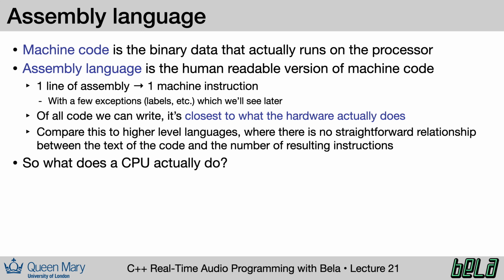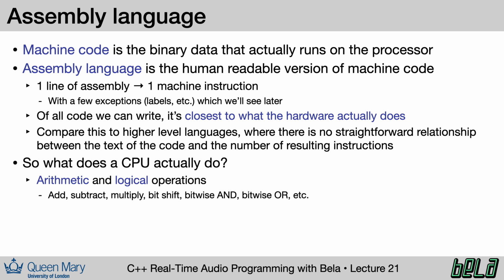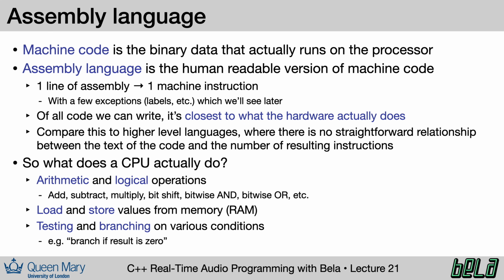So at this point, it's worth asking, what does our processor actually do? It does several things. A processor will perform arithmetic and logical operations, for example, adding and subtracting numbers, multiplying them, shifting bits, or performing Boolean operations like AND and OR. A processor will also load and store values from local memory. Any processor will also be capable of testing and branching on various conditions. Testing and branching form the basis of flow control, which we use for instructions like if, for, and while in C++.